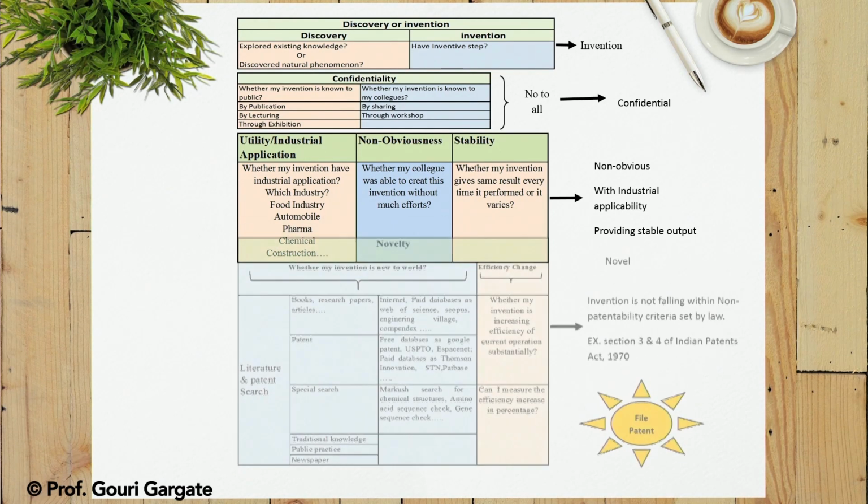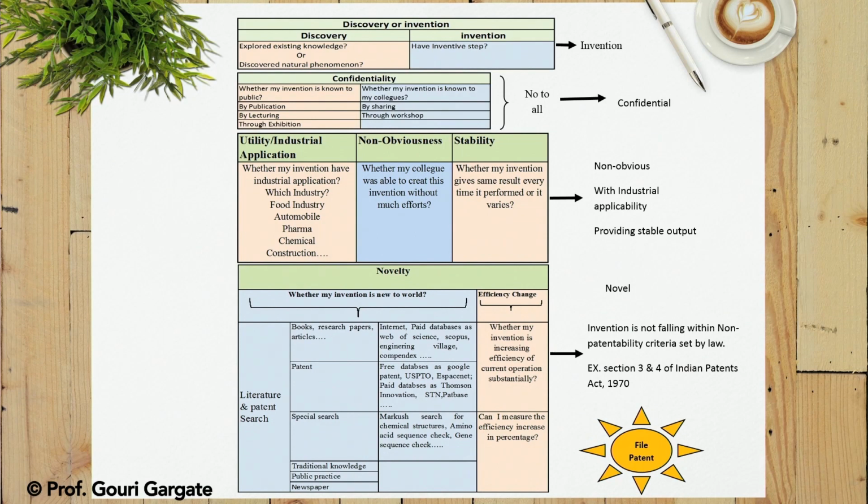The next is novelty. So, we have seen stability, non-obviousness and industrial application. Now, the novelty aspect. Before going into novelty, I will just touch base upon the stability factor. The question is whether my invention gives a stable result, the same result every time I perform that particular activity. Many times what happens, suppose you are working with microorganisms.